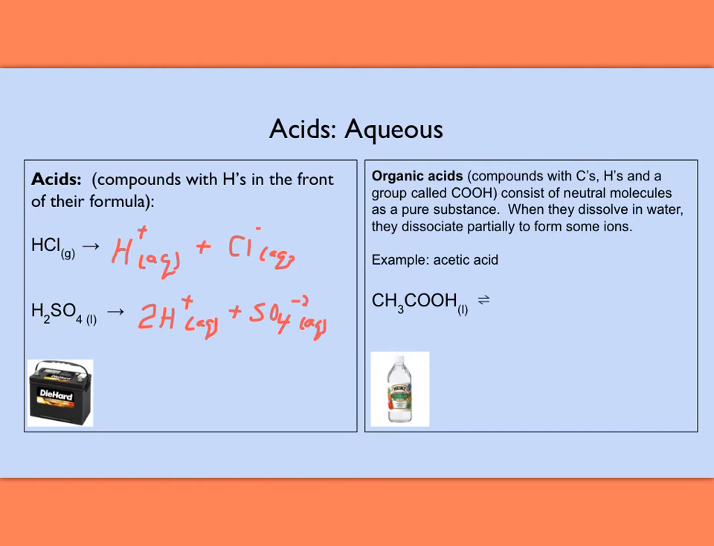So when we write this dissociation equation, all I'm going to do is take this last hydrogen off. It's the hydrogen that's part of this COOH group. So I'm going to write CH3COO-, which will have a negative charge because it's lost a positive ion, and the hydrogen ion, H+. This is the acid that makes up vinegar.